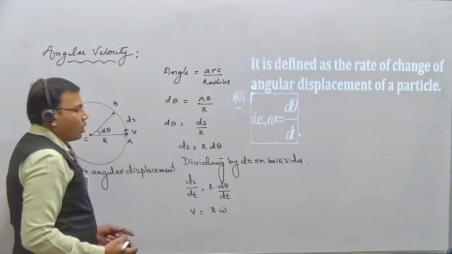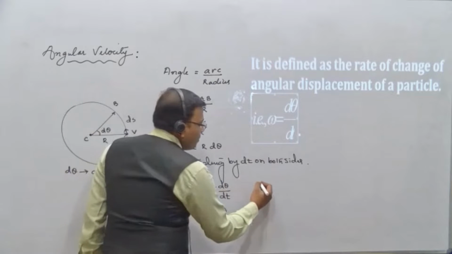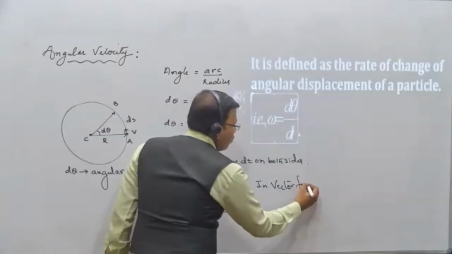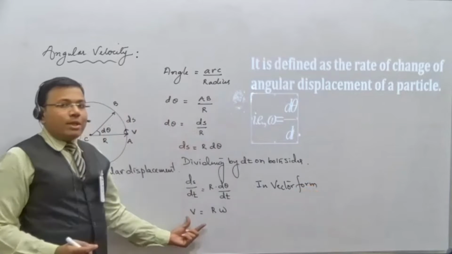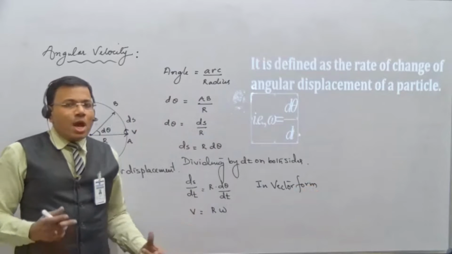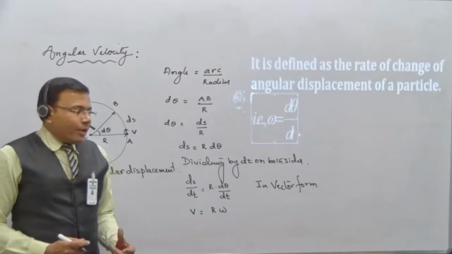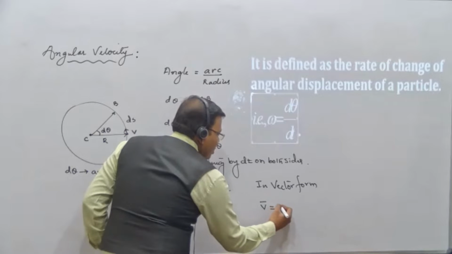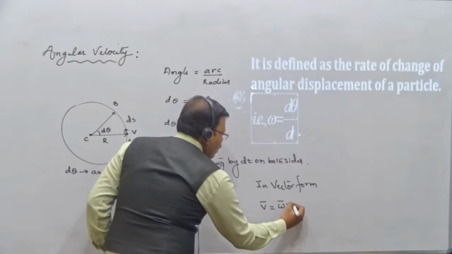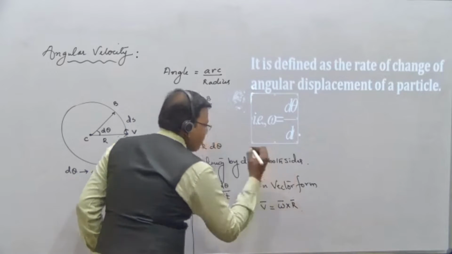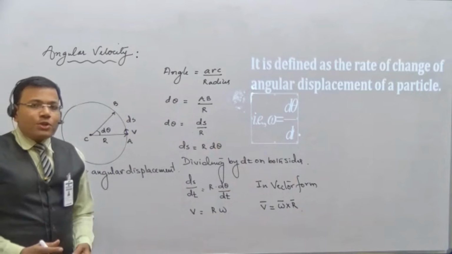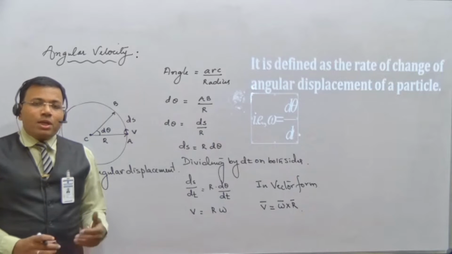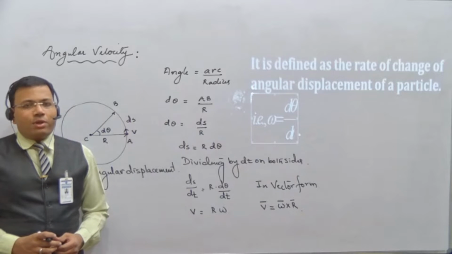Now students, if you want to write the same thing in vector form, how do we represent the relationship between the linear velocity and the angular velocity? In vector form, it will be v bar is equal to omega cross r. I hope you have understood what is angular velocity and the relationship that exists between the linear velocity and the angular velocity.